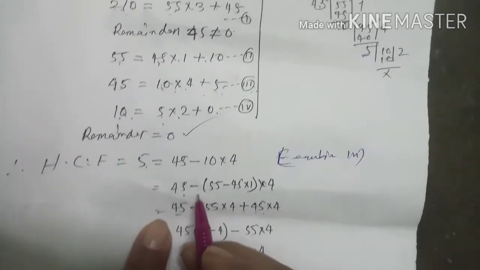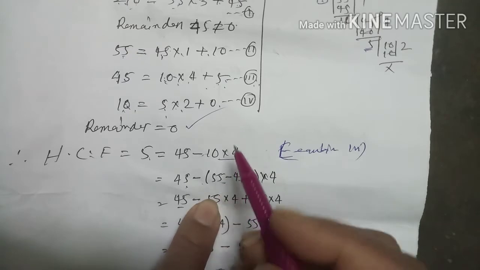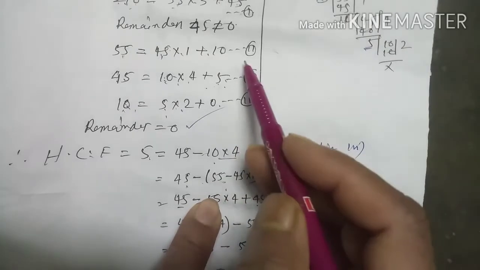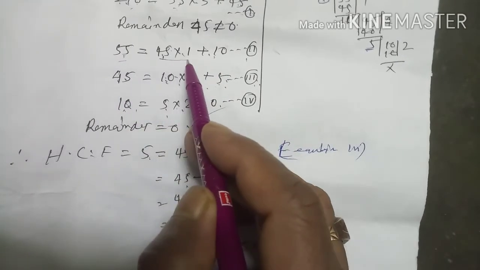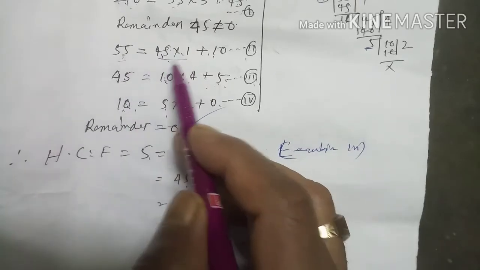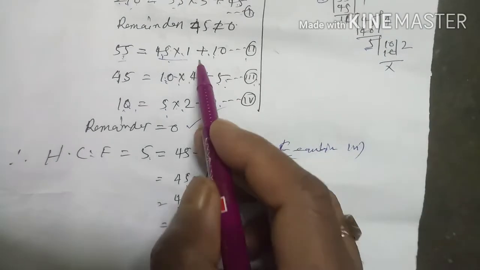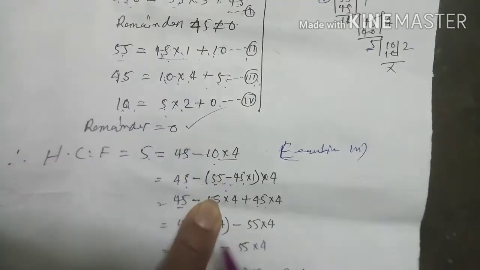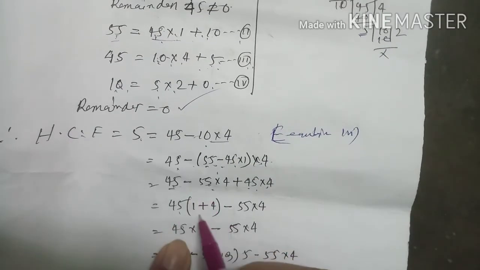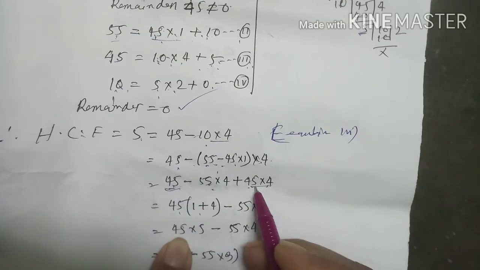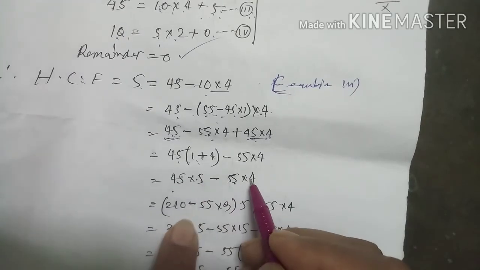Now we have to put the value of 10 from equation 2. 10 equal to 55 minus 45 into 1, from transposing. Now calculating this, we have 45 into 4, taking common 1 plus 4. Now 45 into 5, minus 55 into 5.